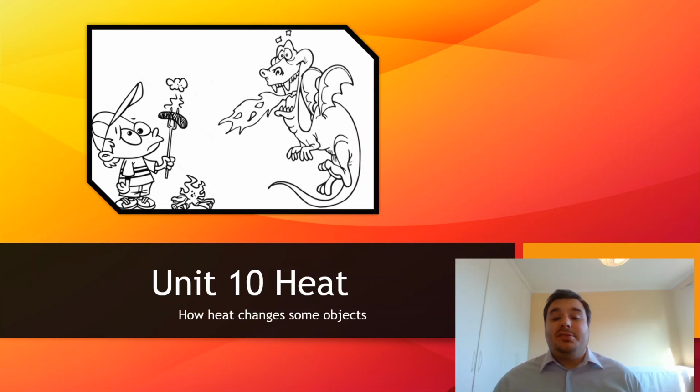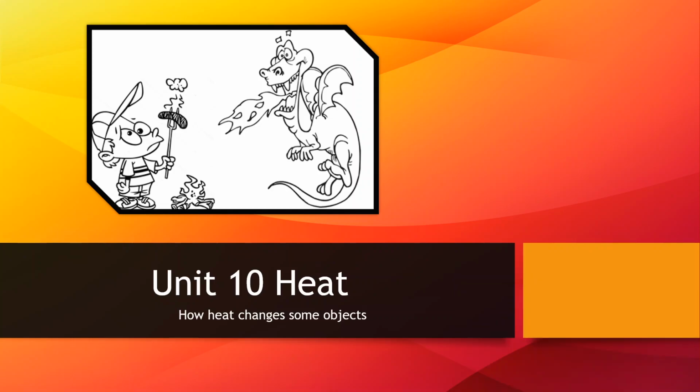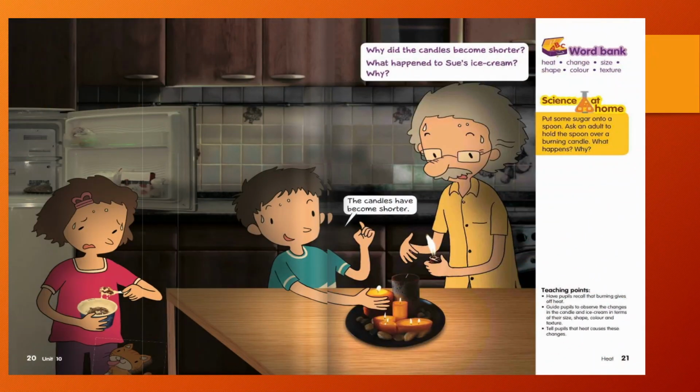All right, so I'm going to ask you to please open your My Pulsar here to be a student book on page 20 and 21. All right, so again, here we have our friends. They seem to be in a kitchen and it's very dark. And we have, of course, some questions. Why did the candles become shorter? All right, so here we have Dr. Atom with a lighter and some candles. And we have Joe that says the candles have become shorter.